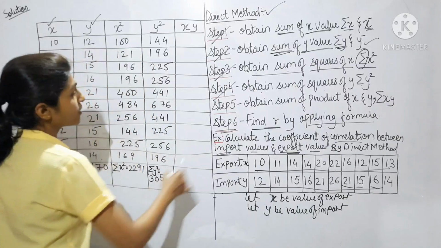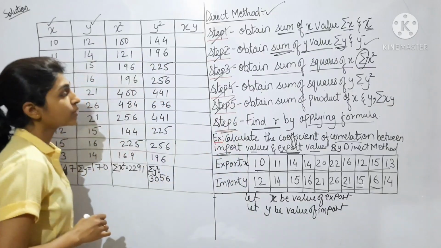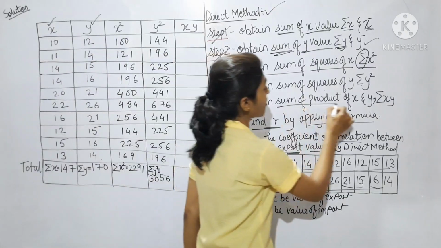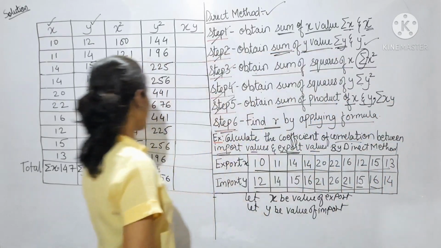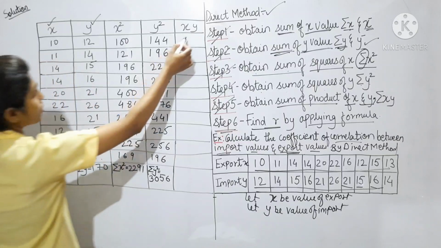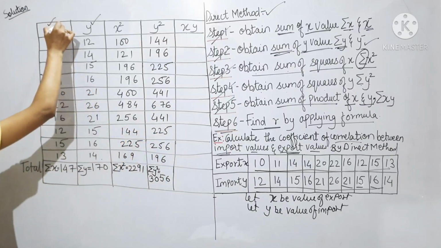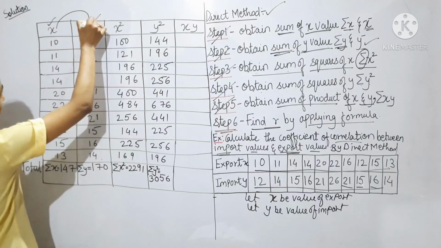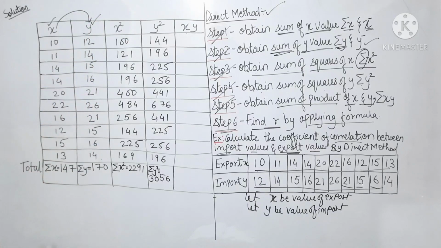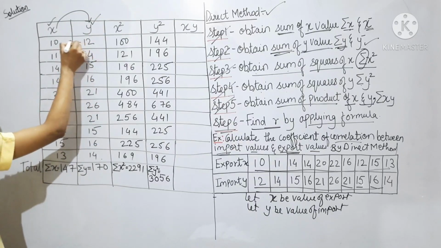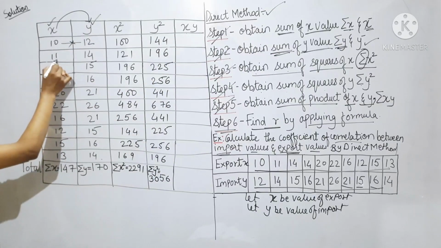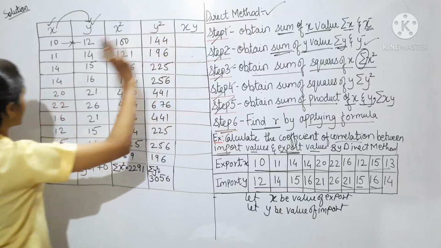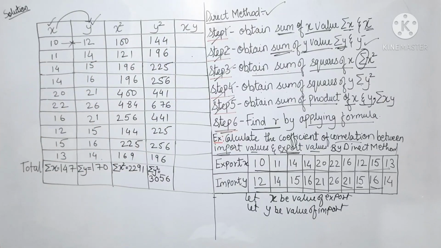Now step number 5. Step number 5 is: obtain the sum of the product of x and y, that is sigma xy. How to find xy? Multiply the values of x and y together. So 10 multiplied by 12. Write the answer in this column. 11 multiplied by 14. Write the answer under the heading xy.